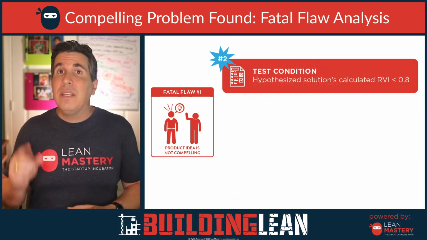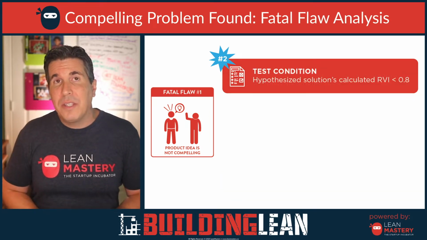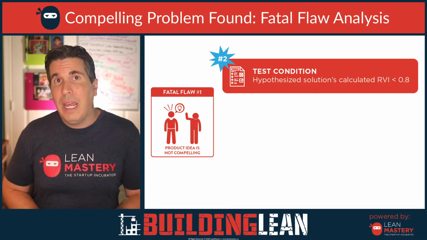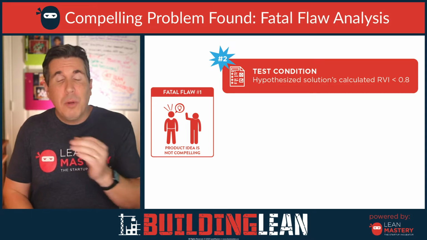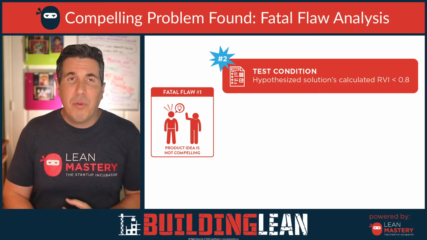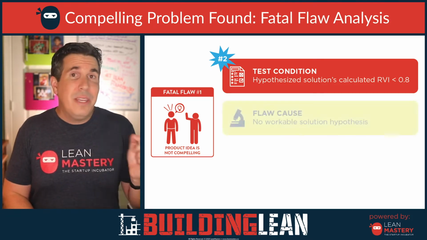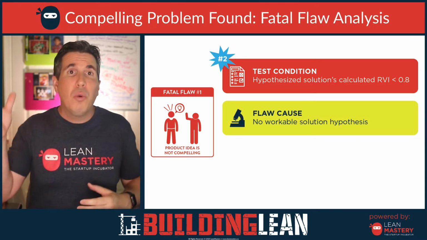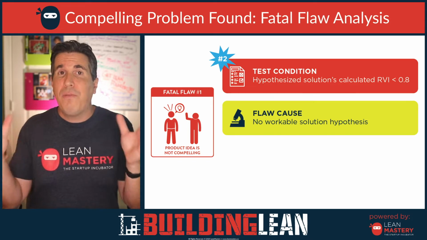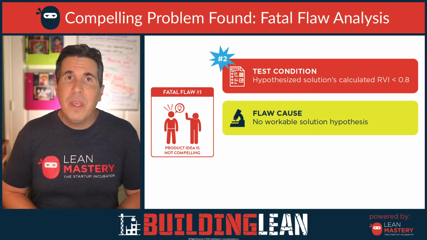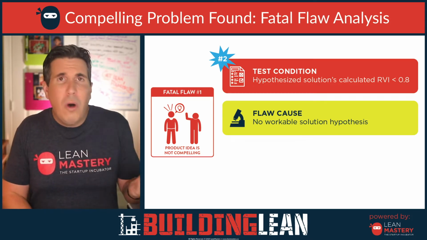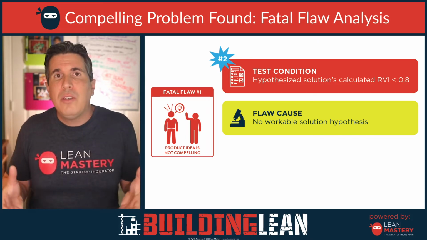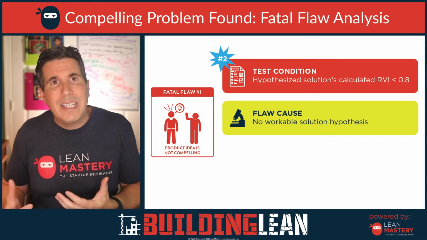Your next test is after you've completed your relative value analysis and determined that you cannot achieve an RVI of 0.8 or greater. And 0.8 reflects that 80% improvement over existing alternatives. Now, in this case, the cause is that no workable solution hypothesis will help you change the current state sufficiently enough to warrant moving forward. In other words, your solution won't be better than existing alternatives, causing you to suffer from a Me Too solution, something that just kind of drags on.